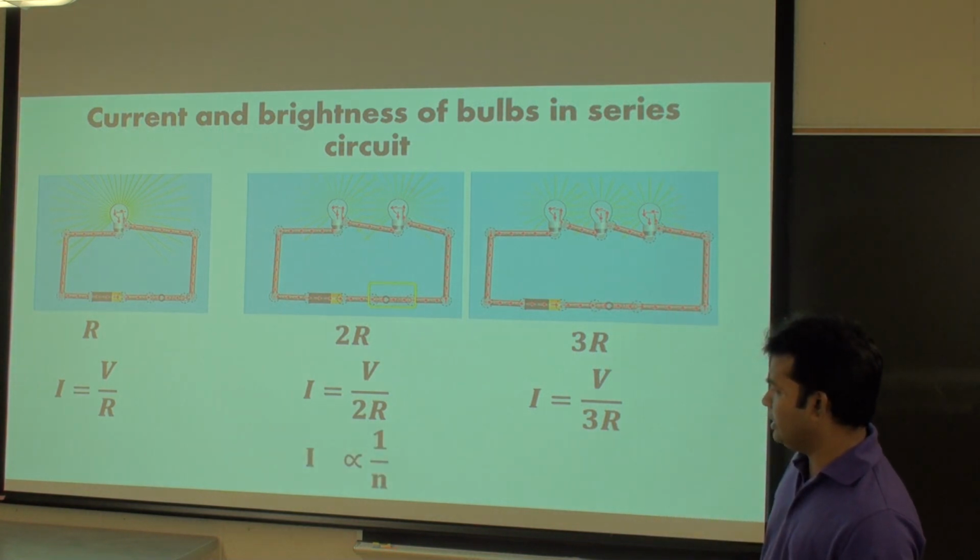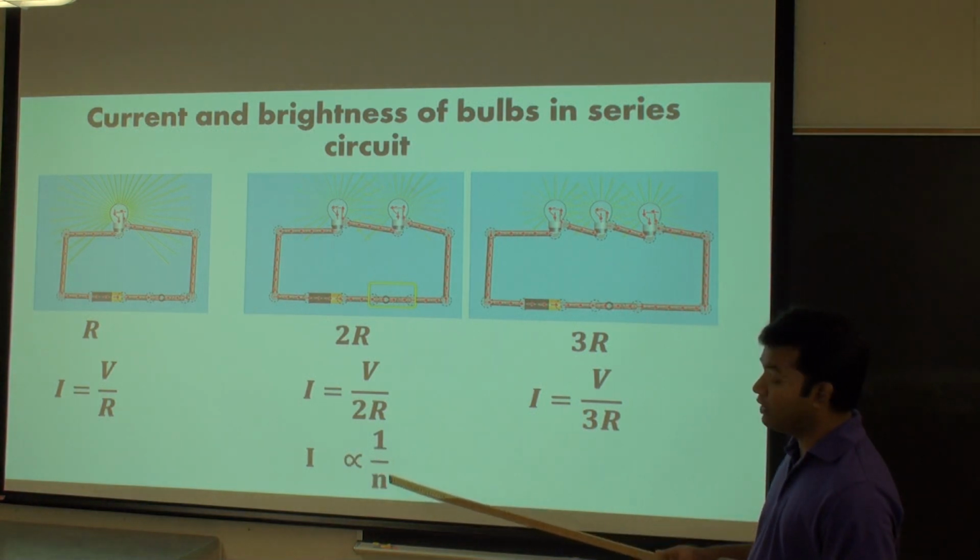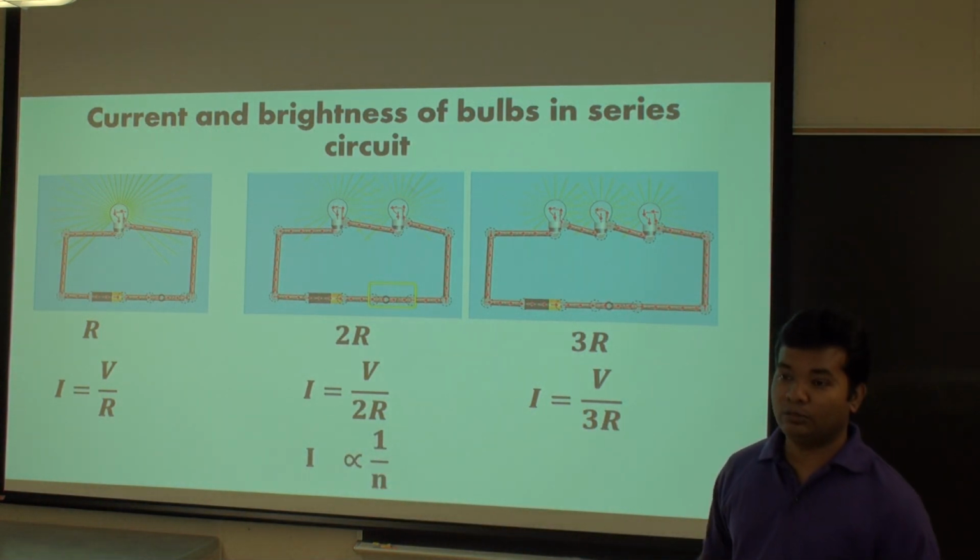So we can devise a formula like I is proportional to 1 over n, where n is the number of bulbs.